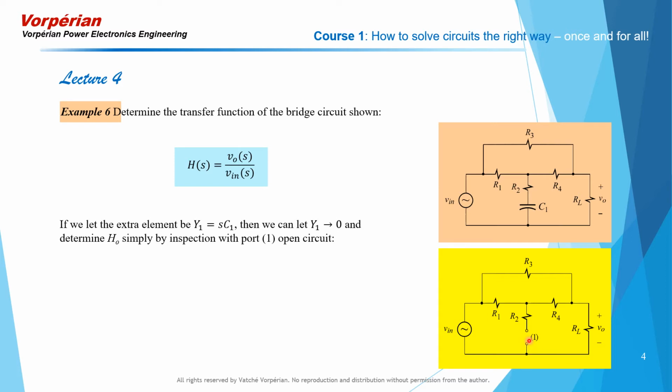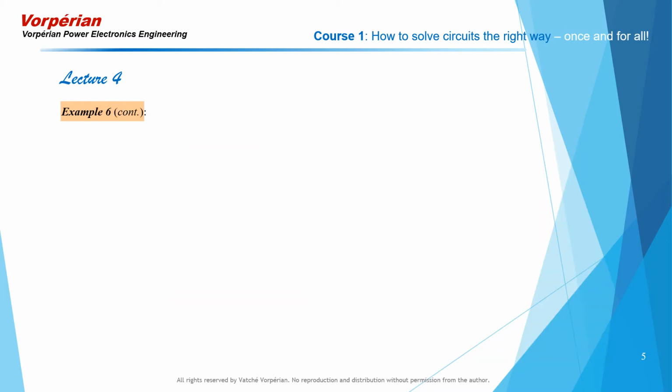And when we do that, we obtain this circuit here, where the capacitor is an open circuit. And the voltage transfer function, V0 over Vin, is given by the voltage division between RL and the parallel combination of these resistors, which can be written right away by inspection, as shown here. RL divided by RL plus R3 in parallel with R1 plus R4. We now have 2 additional calculations to perform.